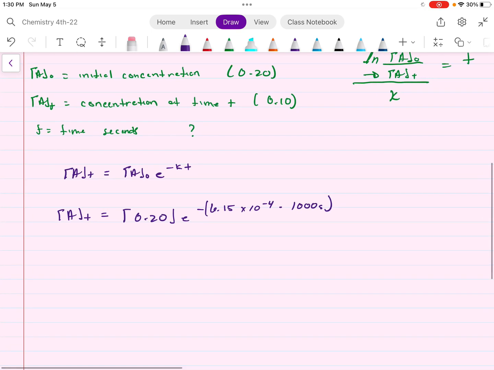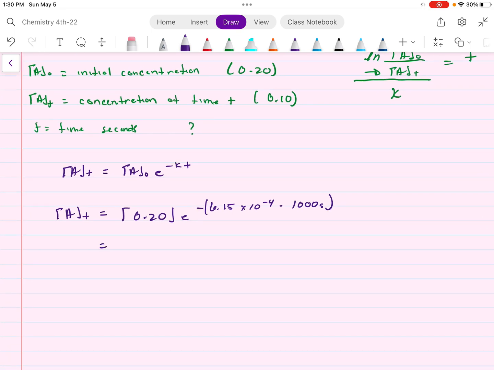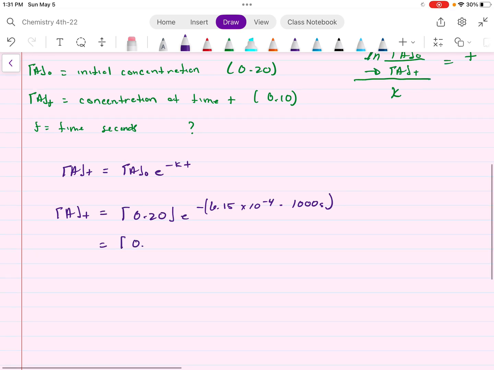Okay, so let's go ahead and begin to simplify this process. So if I take e to the negative 0.20, I'm going to end up with 0.5412. If I multiply that by 0.20, I'm going to end up with 0.108, which is equal to the concentration after 1,000 seconds.